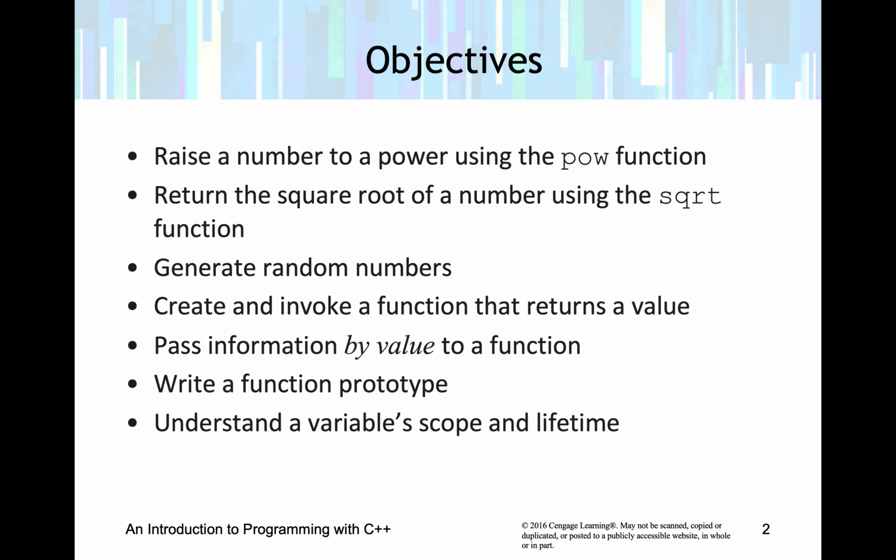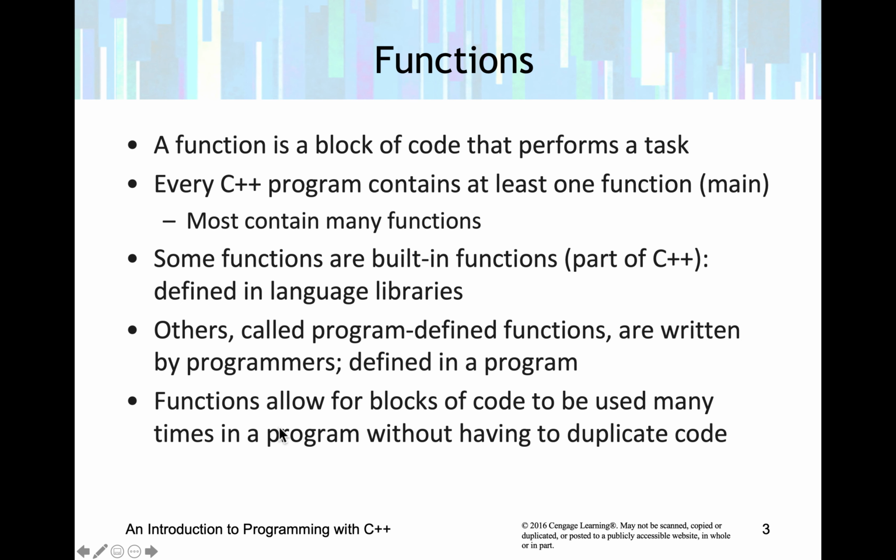We'll look at how we actually call the function in the program, so what's the syntax, the way to do that, and calling a function that returns a value. For example, the square root function will return a value. We're going to pass information by value to a function. We'll talk about this later. Writing a function prototype, you'll understand more about that. And the scope of variables and the lifetime of variables when we deal with functions.